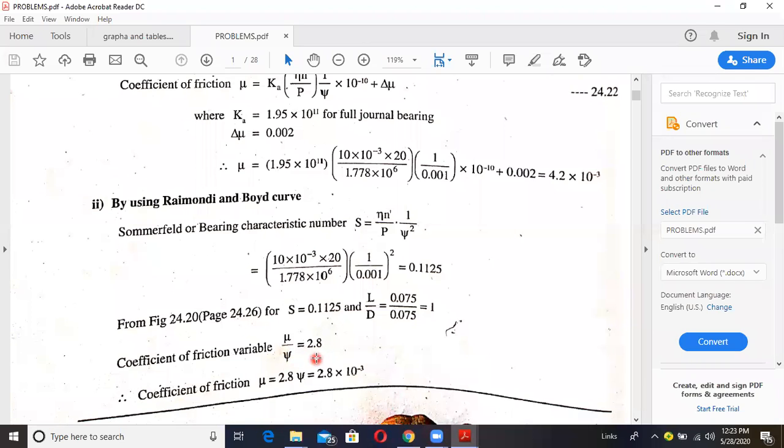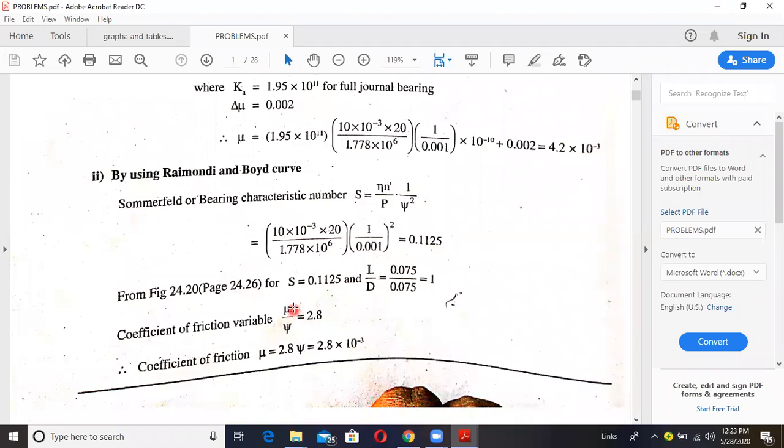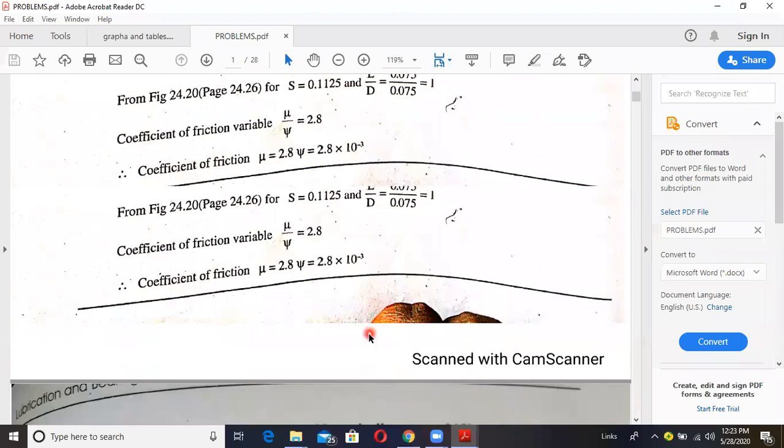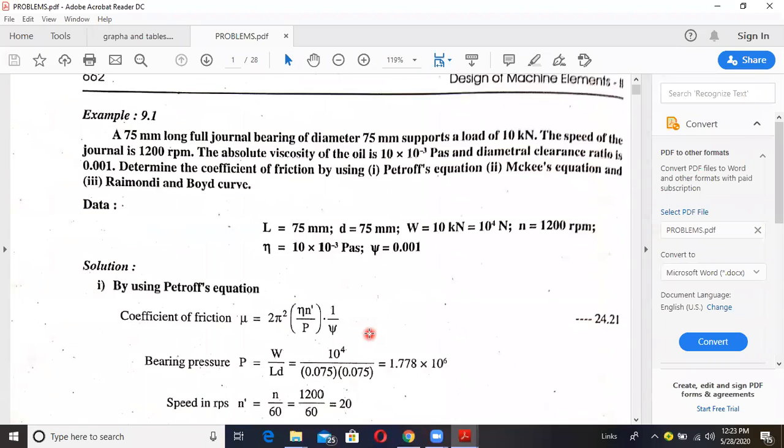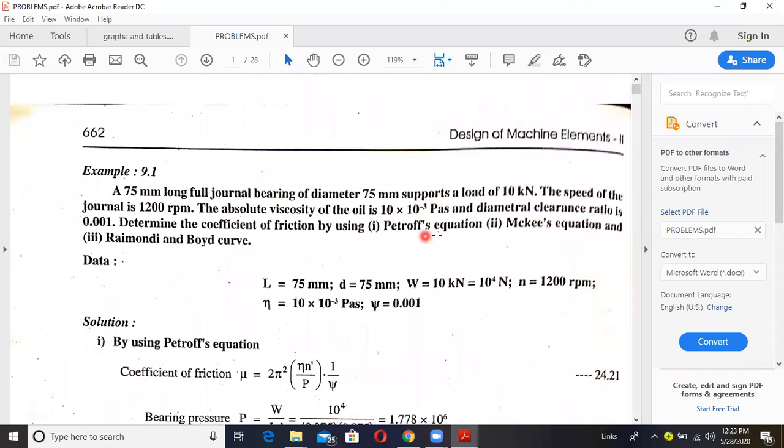Now you know the value of xi. Now cross multiply xi, then we will get mu. The coefficient of friction mu is equal to the value we will get after multiplying the xi. So like this, we are going to calculate mu based upon Petrov's equation, McKee's equation, and Raymond and Boyd curve.